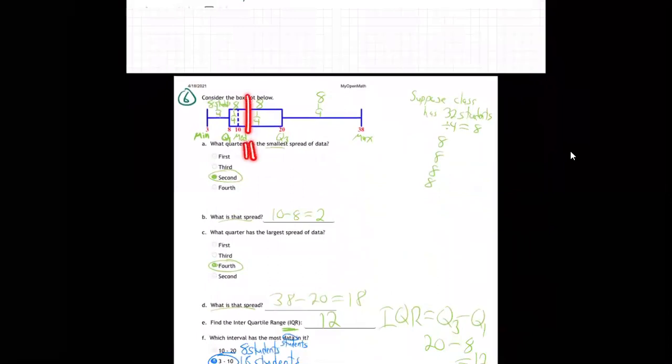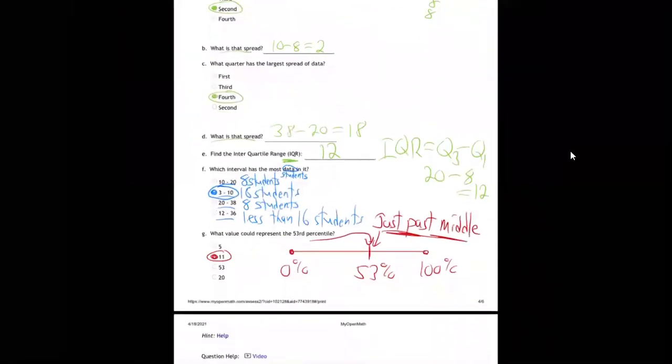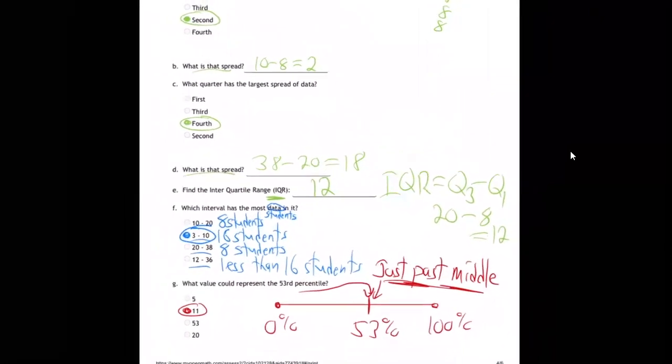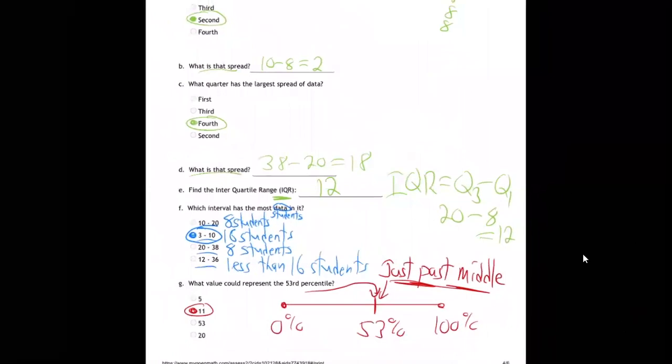If a person got an 11 on the quiz, the median was 10, right? If they got an 11, they did just a little better than average, so they could be at the 53rd percentile. That's certainly possible. That certainly fits. And so that's the only number that could have possibly been the 53rd percentile. So there we go.